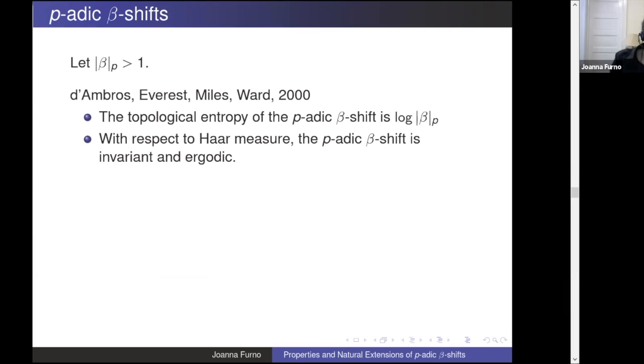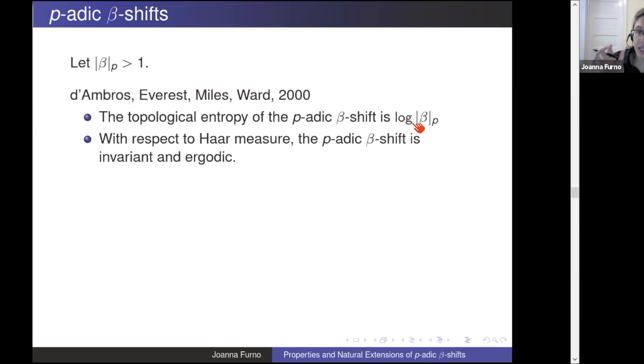So again, a reminder that our beta should be bigger than 1 in absolute value. I think D'Ambrose and others, the co-authors in 2000, might not have required that restriction, in which case you have to put some other conditions on things, like making this a log plus. But your topological entropy is going to, just like your interval, be log of beta, except now we're taking the p-adic absolute value before we take the log.